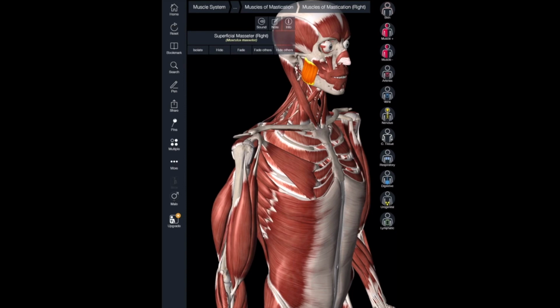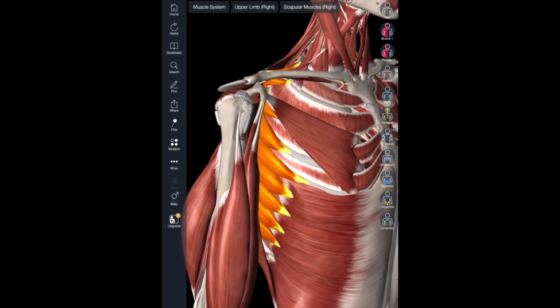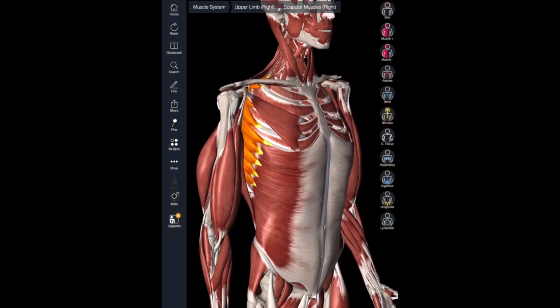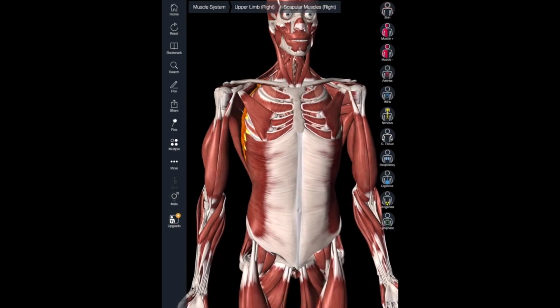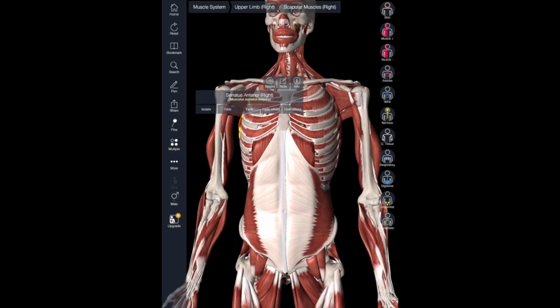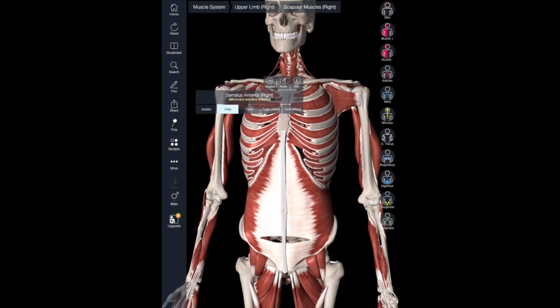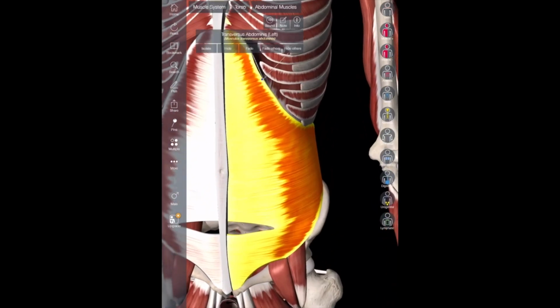Protraction of the scapula, prime mover in protraction of the scapula, serratus anterior. Knee flexion as a group, we'd have to say hamstrings are the prime mover there. Compression of the abdomen, prime mover in compression of the abdomen. Yes, you got it. Transversus abdominis.